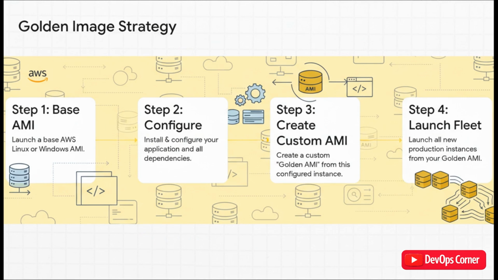And the strategy here is actually really simple, but it's incredibly powerful. First, you start with a plain, basic AMI from AWS. Then you carefully log in and install and configure everything your app needs to run perfectly. Once it's exactly right, you take a snapshot of it, creating your own custom golden AMI. From that point on, every new server you launch is an identical clone. This completely eliminates configuration drift, that nasty problem where servers become different over time, as a source of errors.